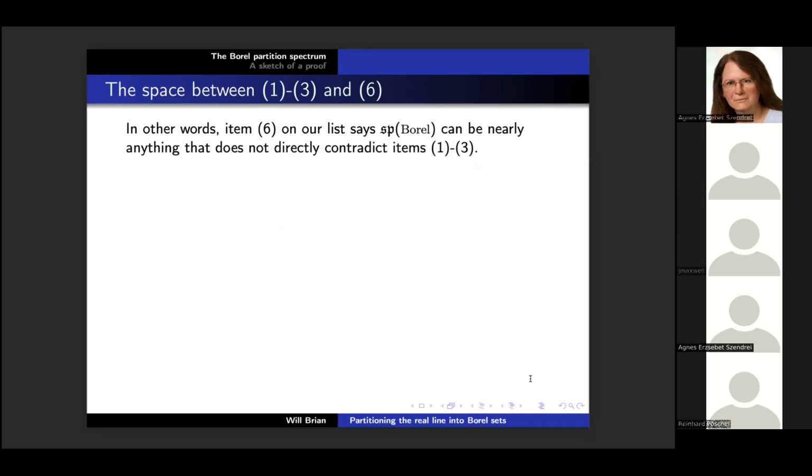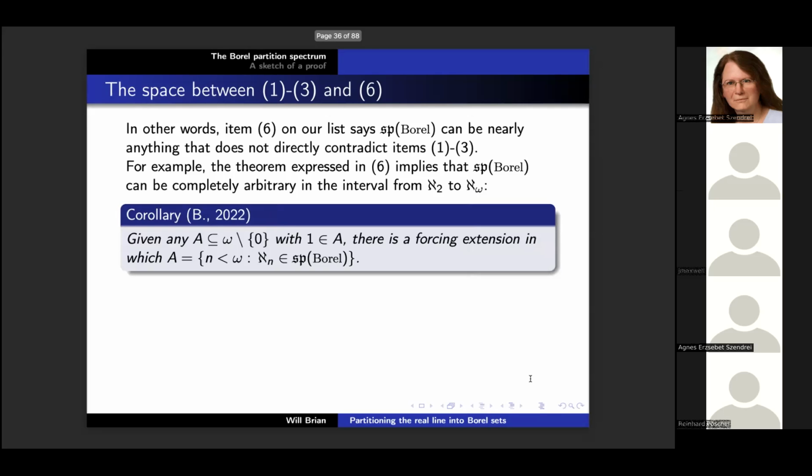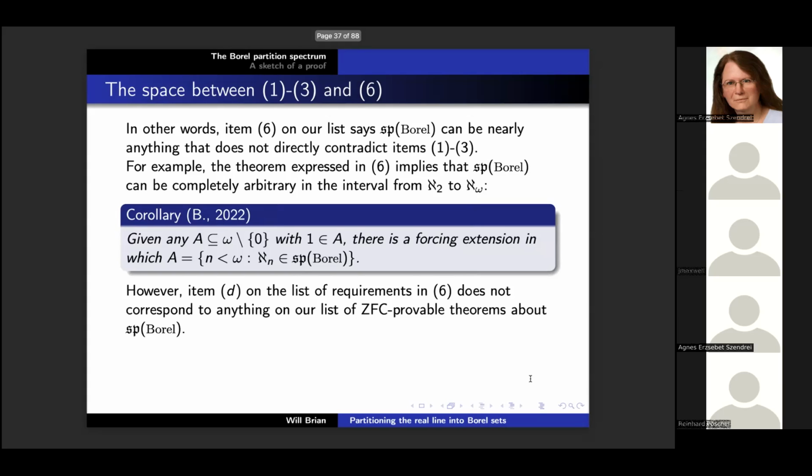All right. So in other words, what I just said, right? The Borel partition spectrum can be nearly anything that does not directly contradict our ZFC provable theorems about it. So for example, given any set of integers, as long as 1 is in there, we can always force an extension in which that set of integers represents all of the Aleph n's that are in the Borel partition spectrum. So for example, it's consistent that there's a partition of the real line into Aleph n Borel sets if and only if n is a power of 17.